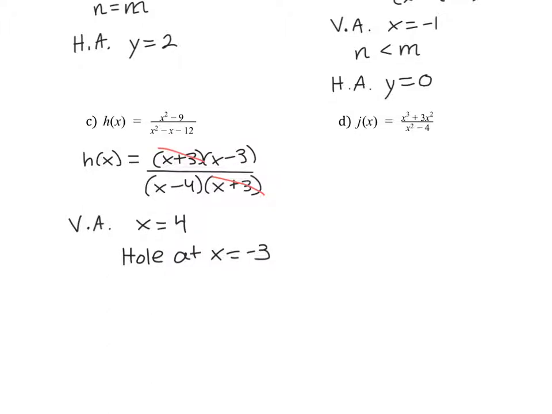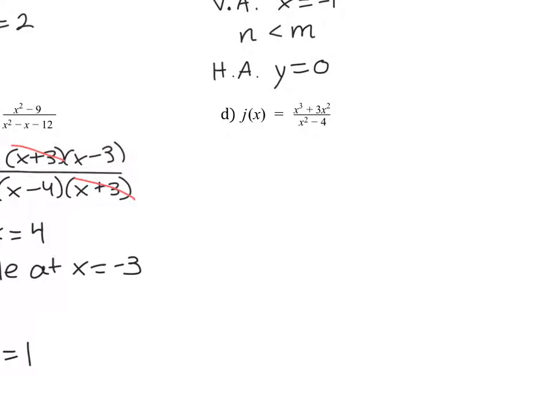Now let's compare the degrees. Again here, I see that the degree in my numerator is equal to the degree in my denominator. So that means if you plugged in really, really large numbers, essentially everything would cancel out except for your lead coefficient. So the lead coefficient here is 1. Here it's also 1. So that means I have a horizontal asymptote at y = 1.